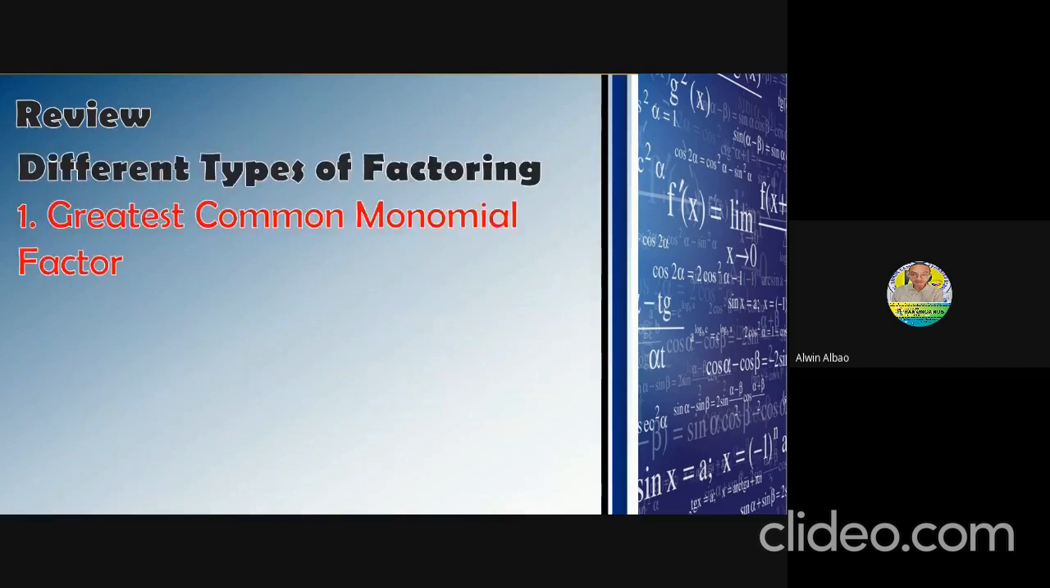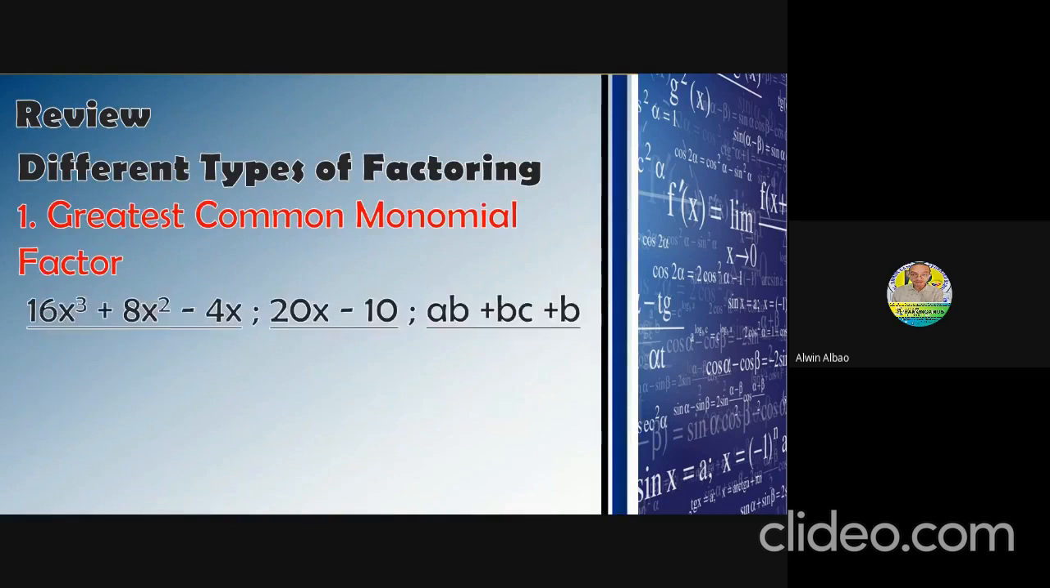Number one, we have greatest common monomial factor. So kapag greatest common monomial factor, ang ginagawa natin is hinahanap natin yung GCF ng bawat term para makuha natin yung factor and then saka natin siya i-divide sa polynomial para makuha naman yung other factor. Example, we have 16x cubed plus 8x squared minus 4x. We also have 20x minus 10 and also AB plus BC plus B.